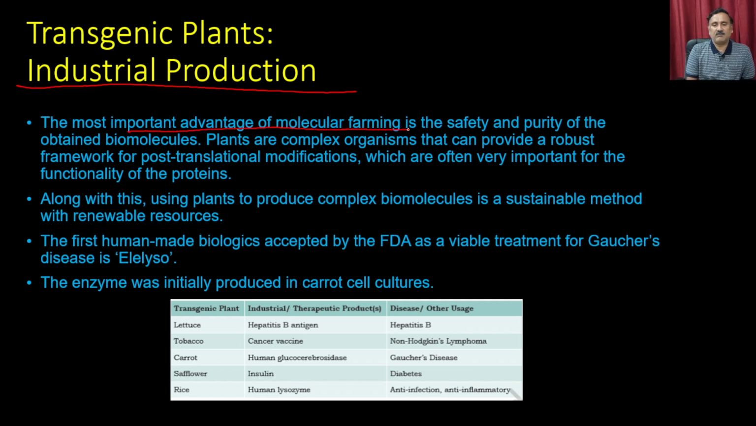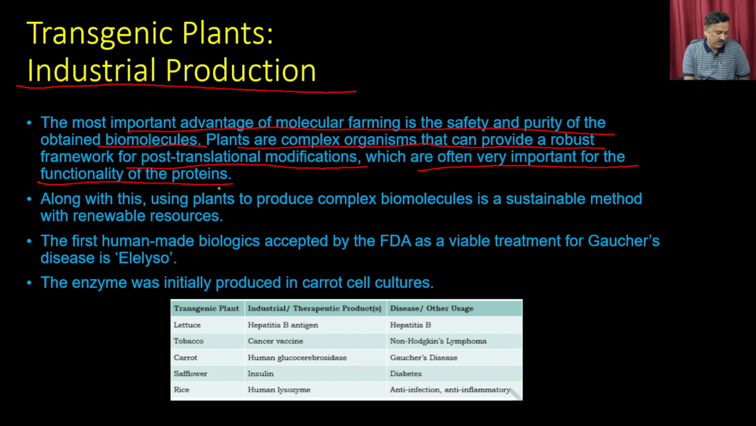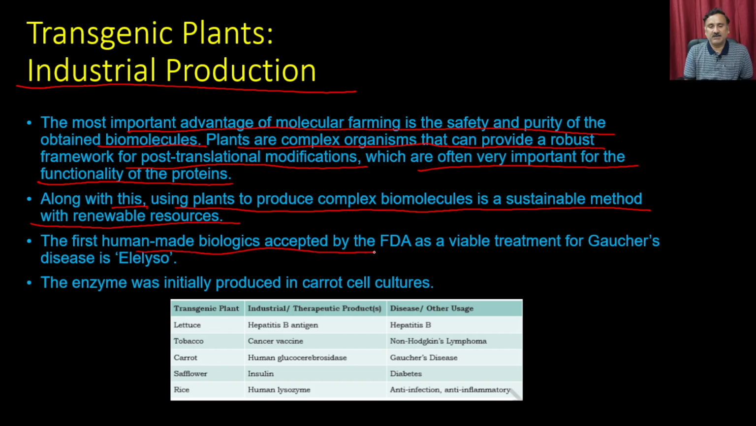The most common advantage of molecular farming is the safety and the purity of the obtained molecule. Plants are complex organisms that can provide a robust framework for post-translational modification, which is often very important for the functionality of the proteins. Along with this, using plants to produce complex biomolecules is a sustainable method with renewable sources. The first human-made biologic accepted by the FDA as a viable treatment for Gaucher disease is Elelyso, right. The enzyme was initially produced in carrot cell culture, right.